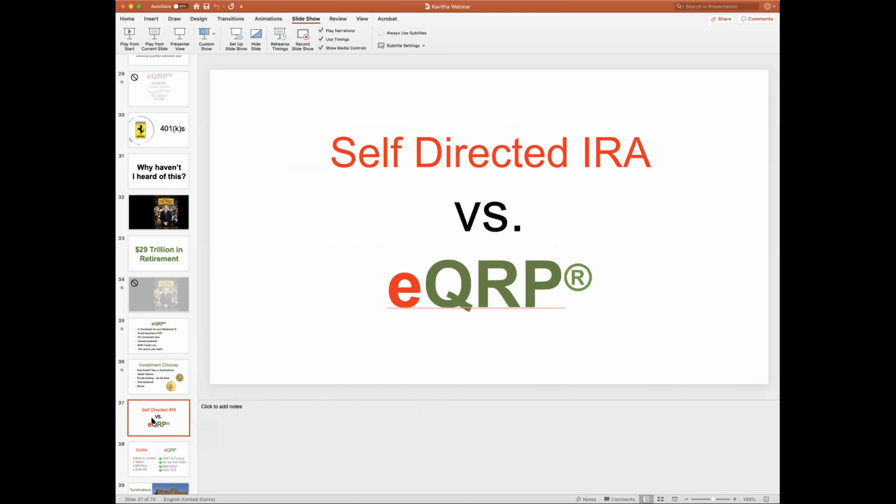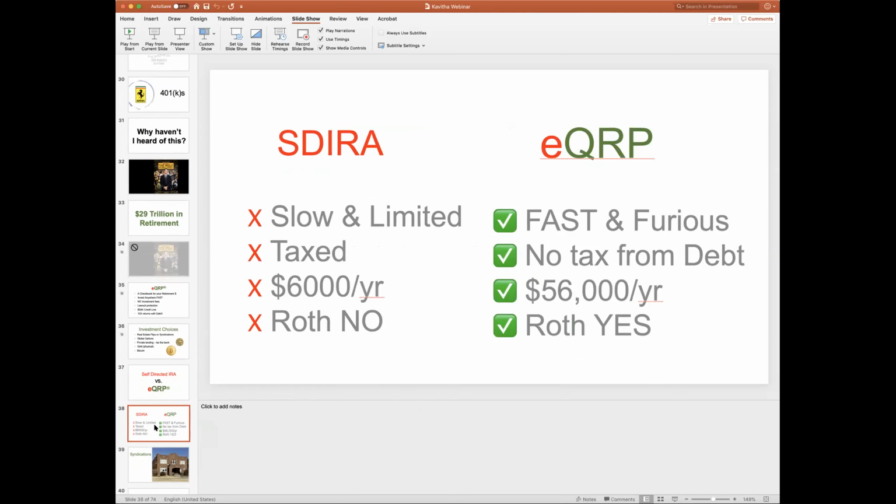So one of the biggest things people want to know, and it probably should be the biggest question, is what's the difference between an IRA and an eQRP? Because that's most of the money that's in retirement accounts that's in a self-directed, like in alternative assets, is in self-directed IRAs. The primary differences are IRAs are very, very slow.